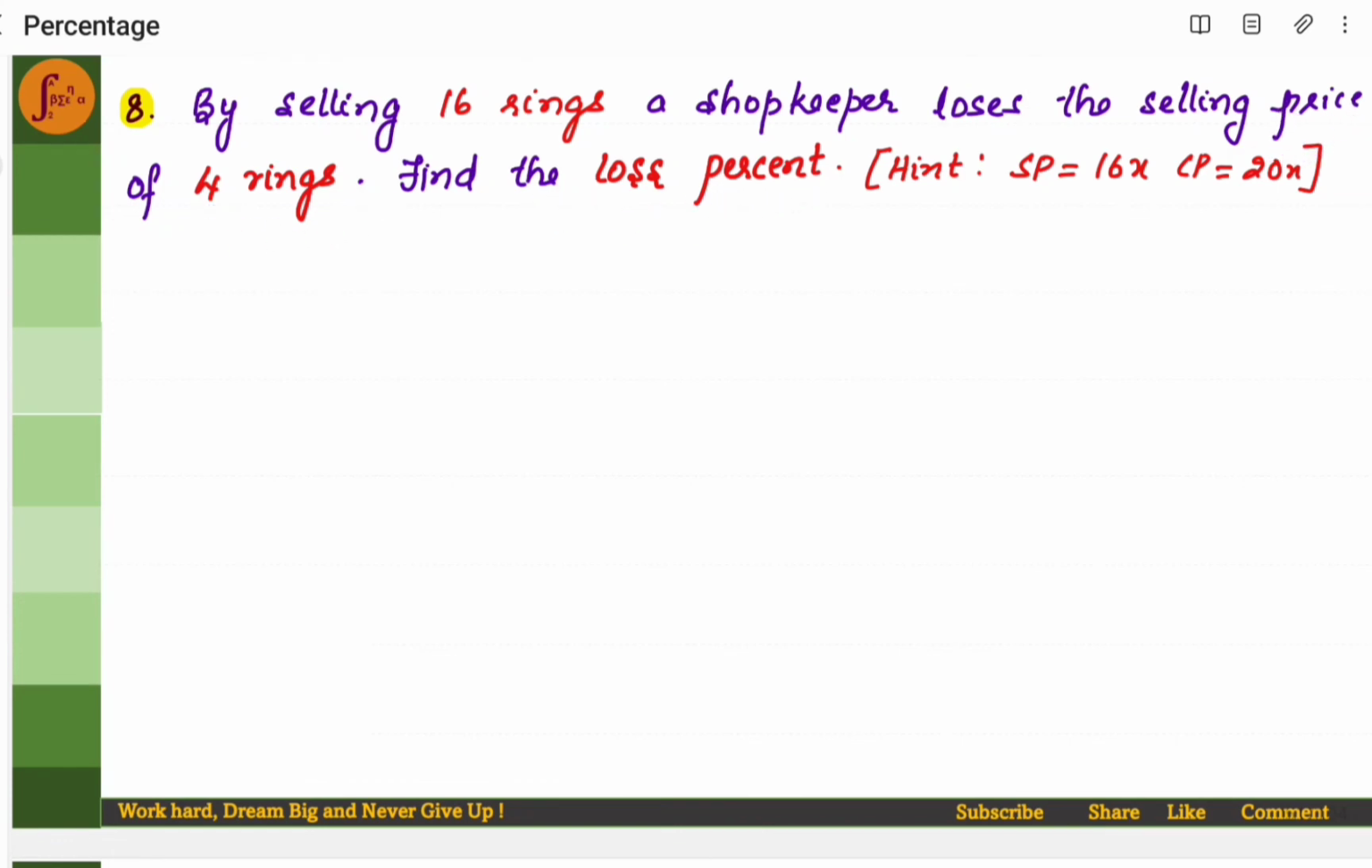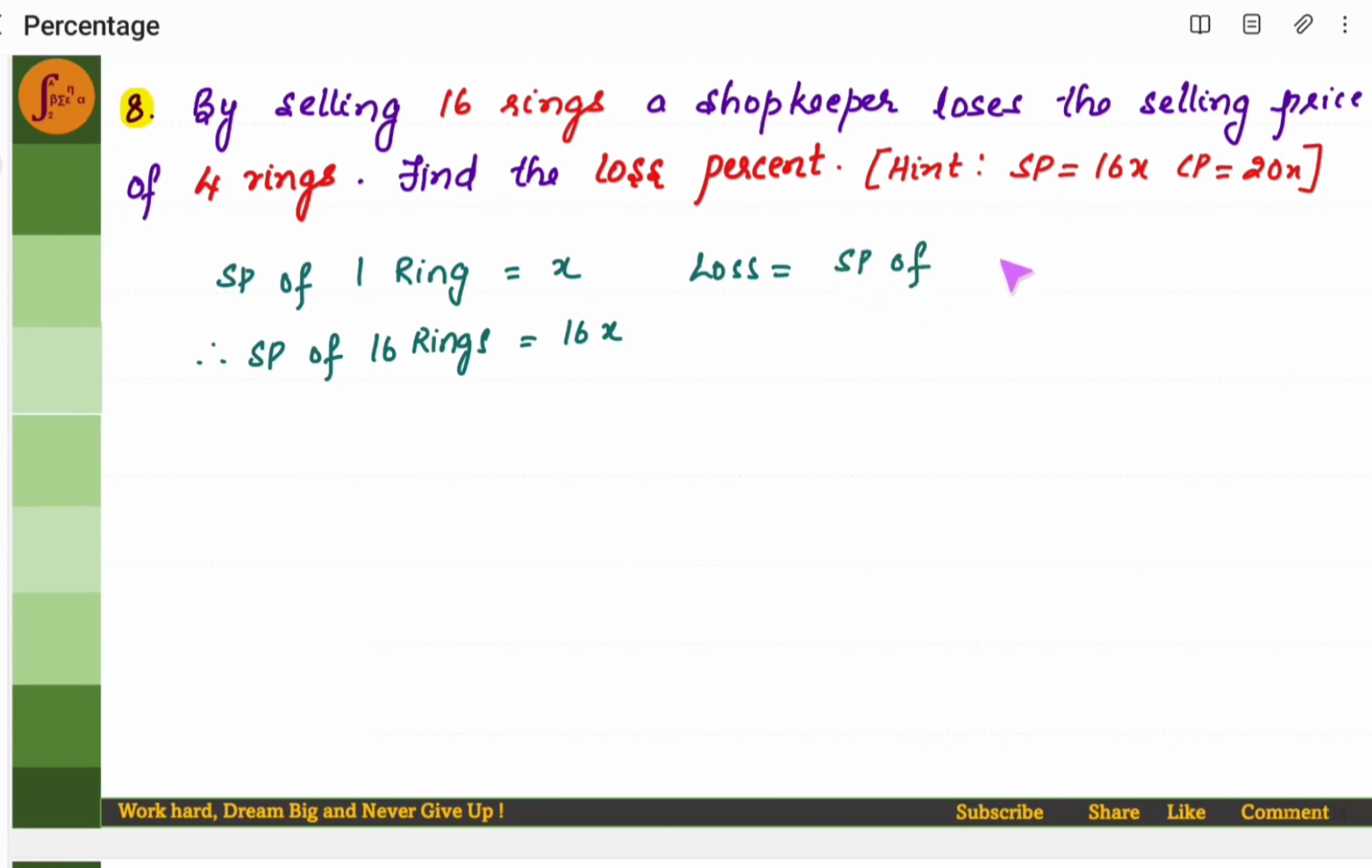We don't know the selling price here, right? Let's assume the selling price of 1 ring is equal to x. Therefore, selling price of 16 rings would be 16 times x. What is the loss? Selling price of 4 rings is the loss. He loses the selling price of 4 rings. That is, loss is equal to selling price of 4 rings.